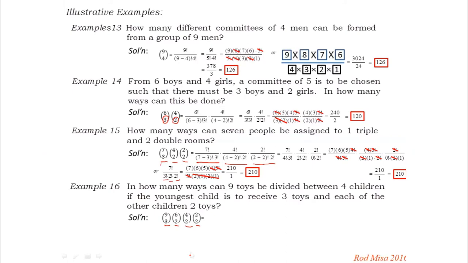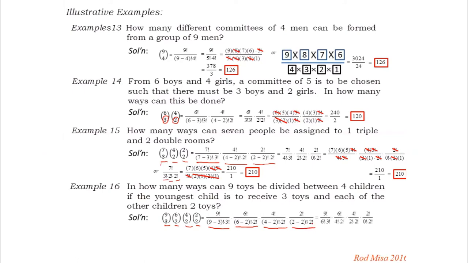And applying the formula of combination, we have 9 factorial divided by 9 minus 3 quantity factorial times 3 factorial as the formula for the combination of 9 taken 3 there. And for the combination of 6 taken 2 at a time, we have 6 factorial divided by 6 minus 2 factorial times 2 factorial. And for this combination here, we have 4 factorial divided by 4 minus 2 factorial times 2 factorial. And lastly, this combination of 2 taken 2 at a time is given by this formula here.